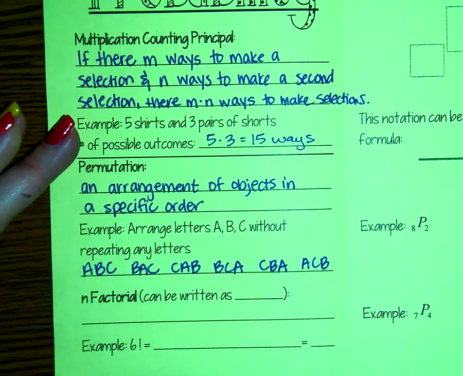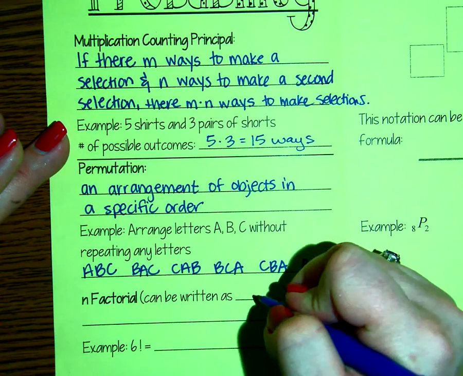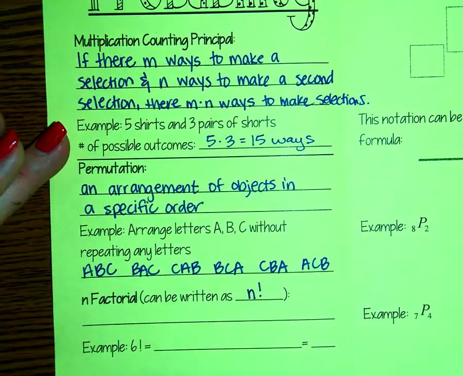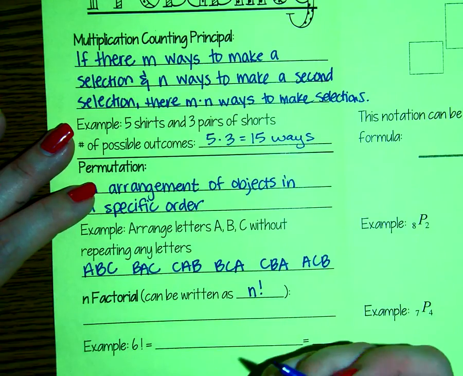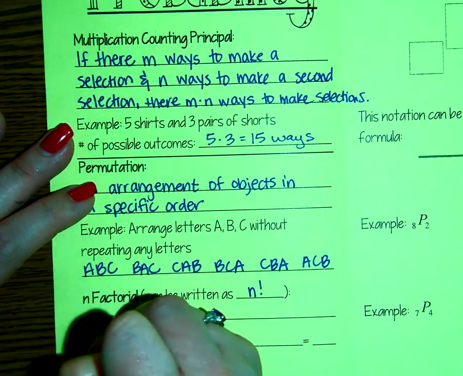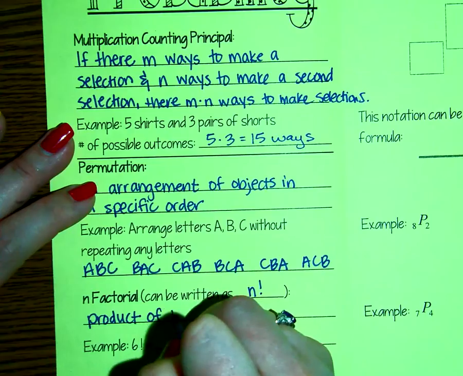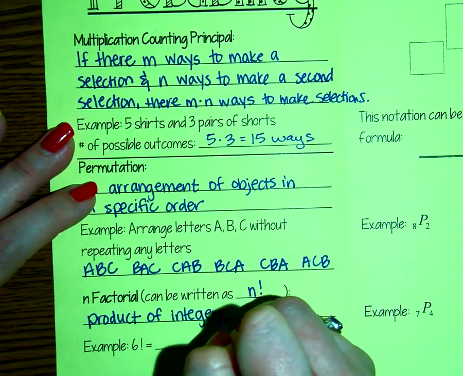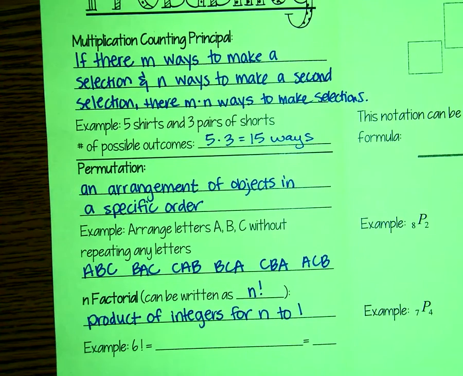In order to find permutations, there's actually a formula, but it includes something called n factorial. N factorial is usually written in notation with an exclamation point, n!, and it means the product of the integers from n to 1. N can be any number.